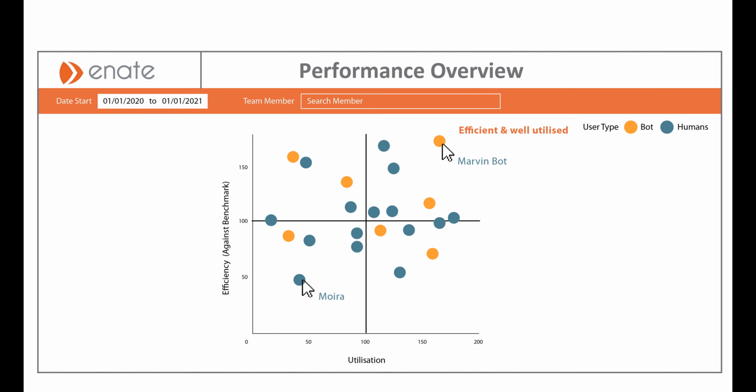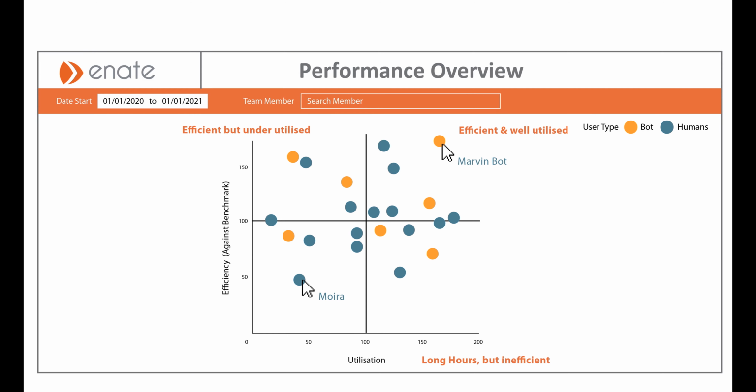On the top right quadrant are resources that are efficient and utilize their entire working period. On the left top are efficient resources, but underutilized, and you can look at how to utilize them better for humans and automate more for bots.